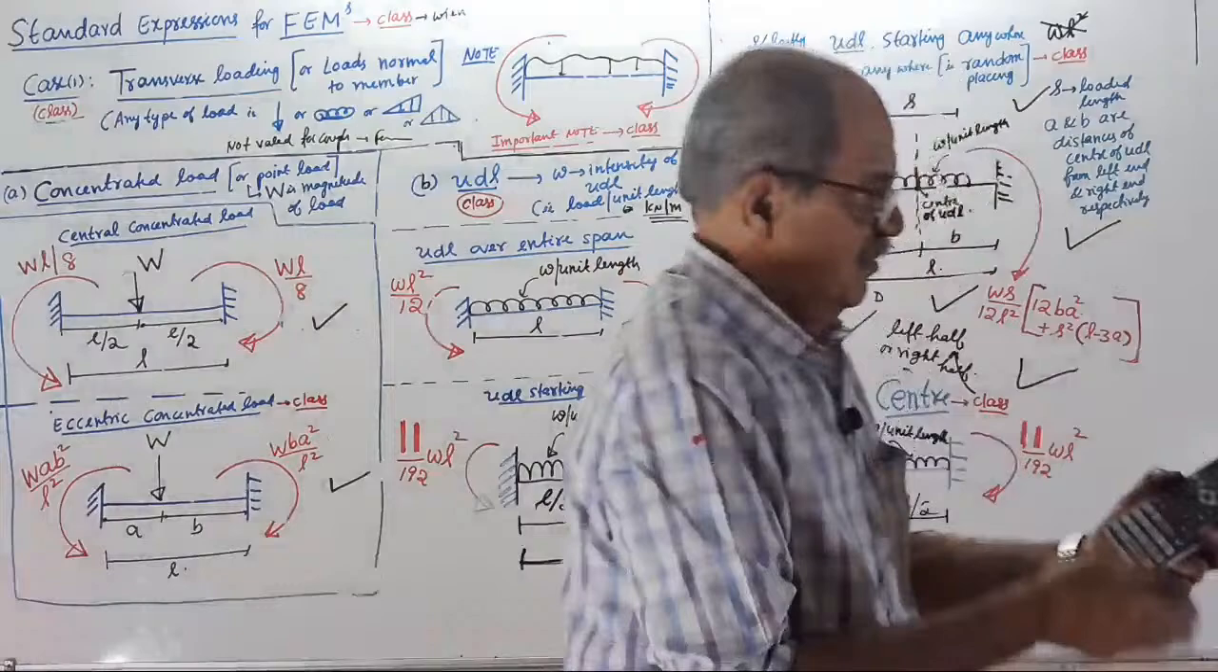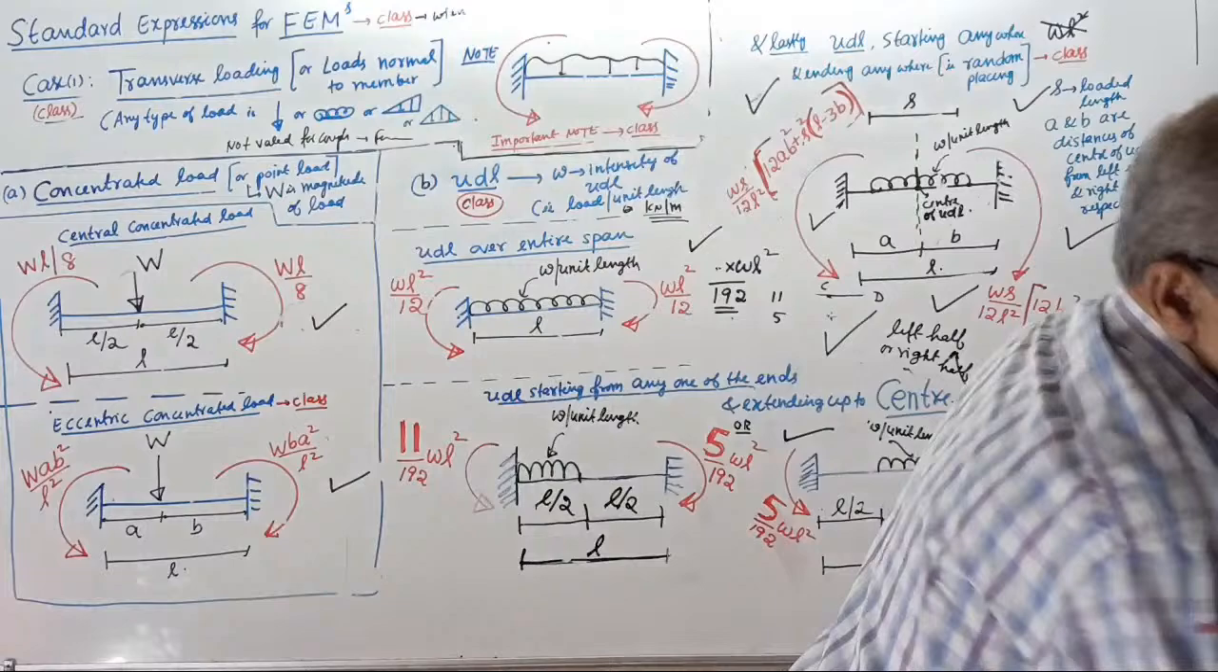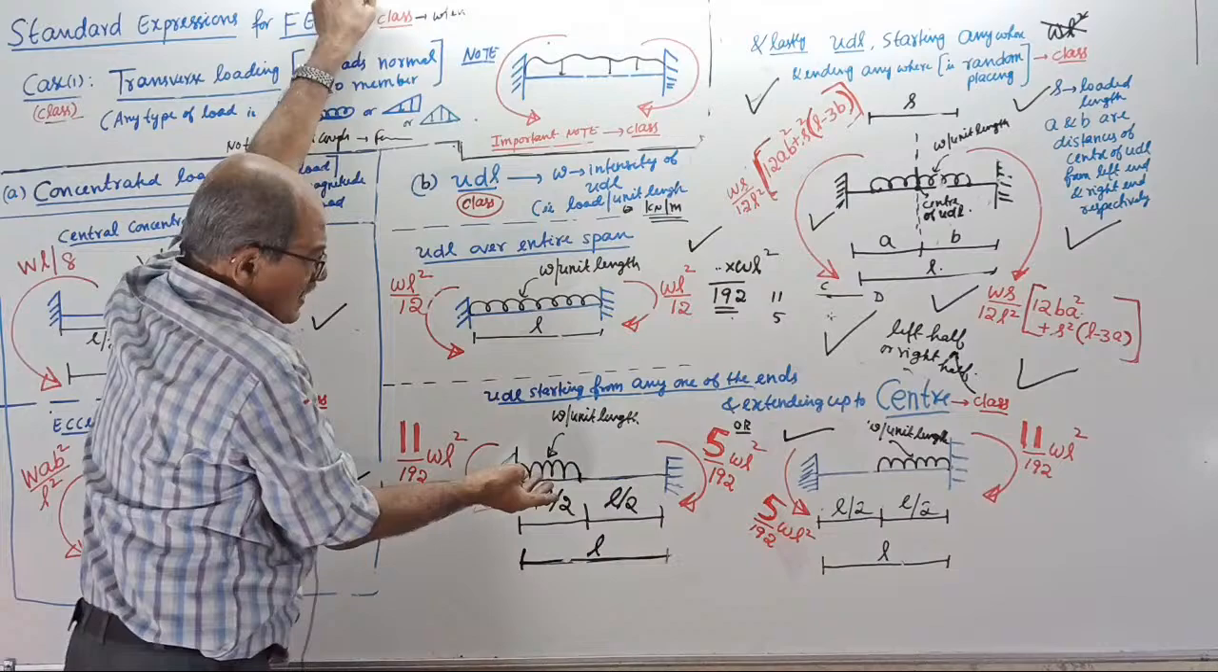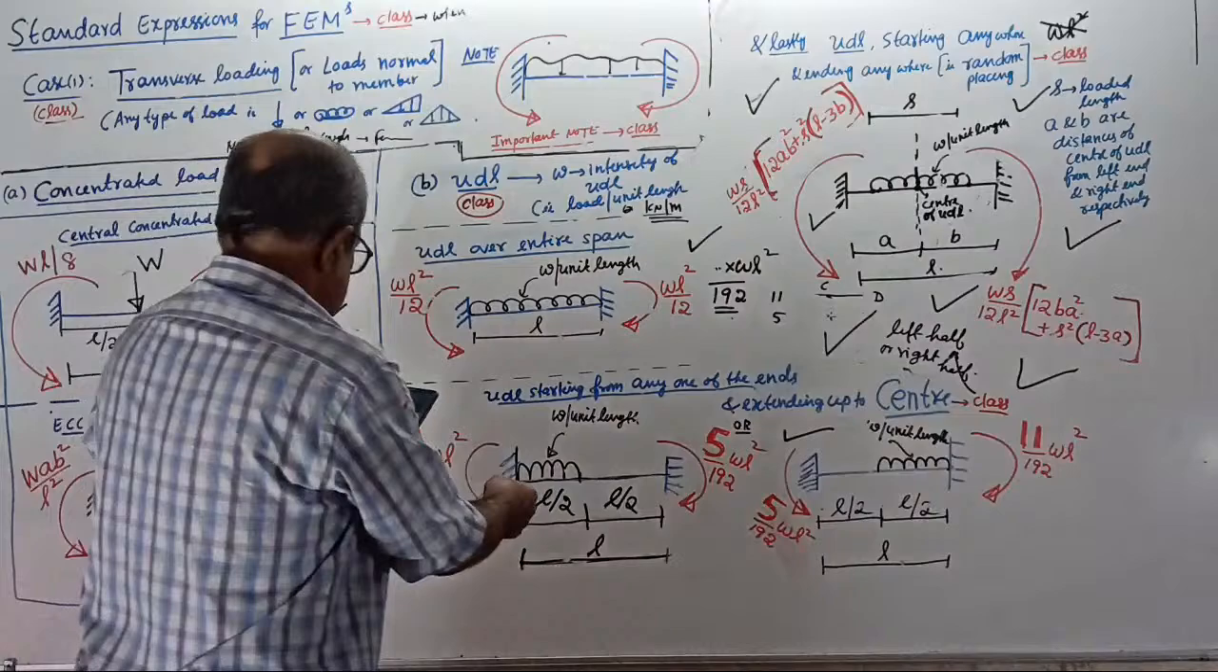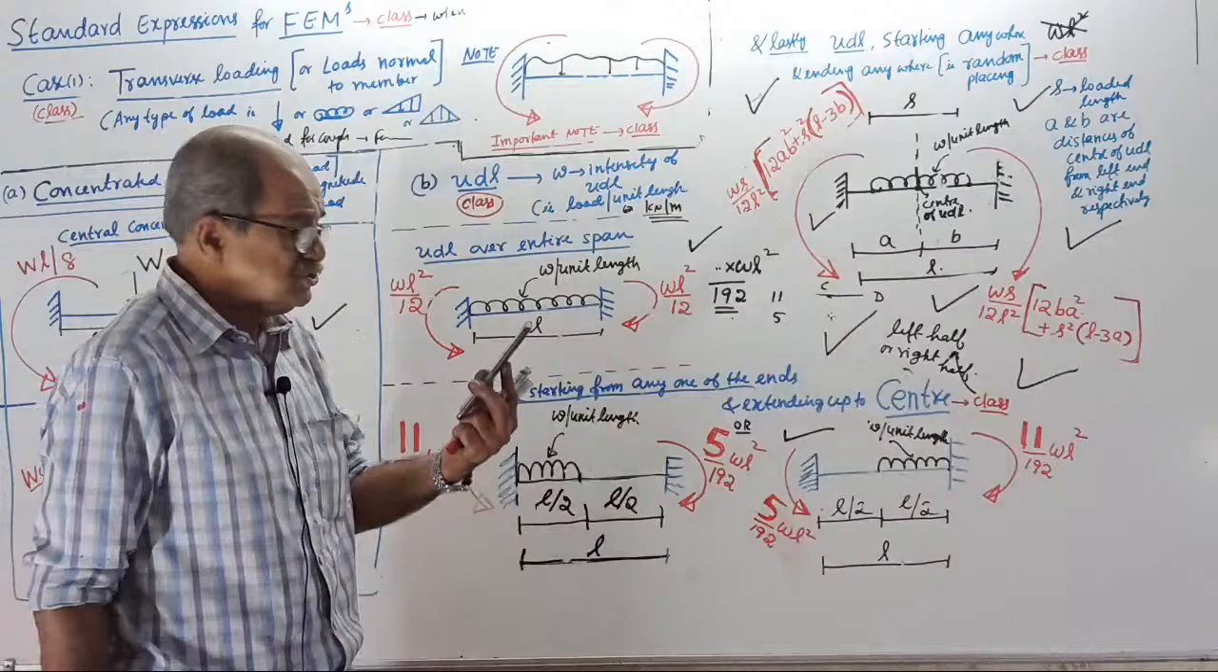WL square by 12. Okay, correct. Can I apply the same formula for this one? Don't apply. Why? Simplify it. Tell me, substitute S equal to... If I want for this one, you can use that one, but don't use. Substitute S equal to L by 2.